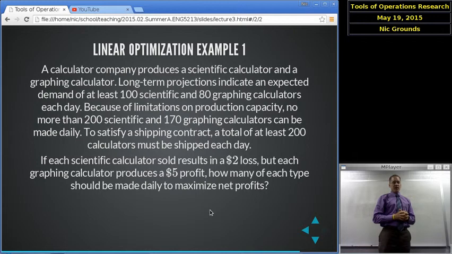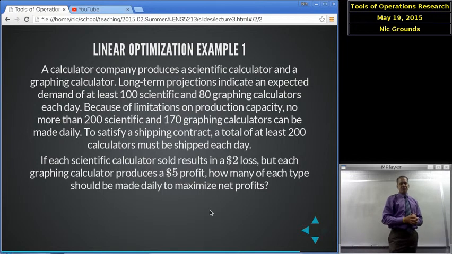Okay? Because of limitations in production, right, they can't make an infinite number of calculators. They can only make 200 scientific and 170 graphing calculators each day. Okay? So that's just how much machine time, person hours they can afford. Okay? To satisfy a shipping contract, they have to ship at least 200 units a day. So the combination of graphing and scientific calculators has to be 200 or greater, or the shipping company won't work with them. They won't ship their calculators.